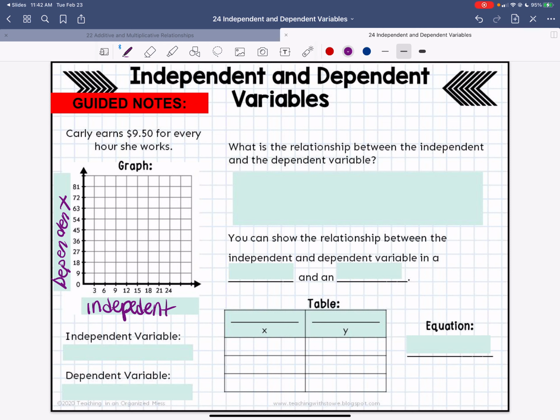Okay, so which one causes them to happen? What's changing, basically? So the amount of money, I'm going to put dollar sign. You can put money earned. And then the independent variable is hours worked. I'm going to put a little money, always dependent.